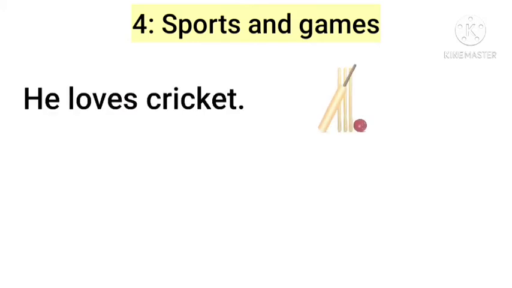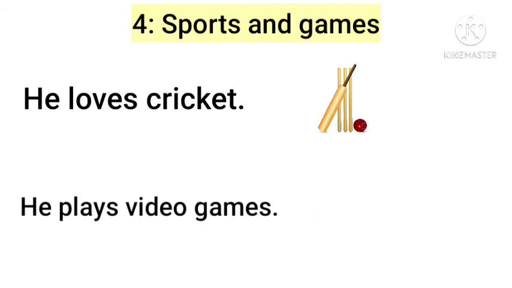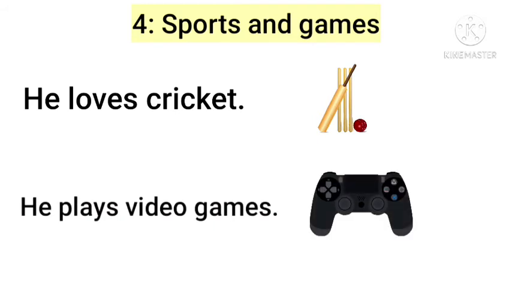Rule number 4. We don't use articles with sports names and games. Example number 1. He loves cricket. Cricket is a sport. So we can't use an article here. The correct sentence is he loves cricket. That's it. No article here. Example number 2. He plays video games. We can't use an article here with games.